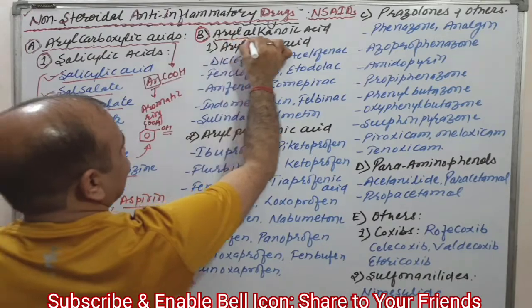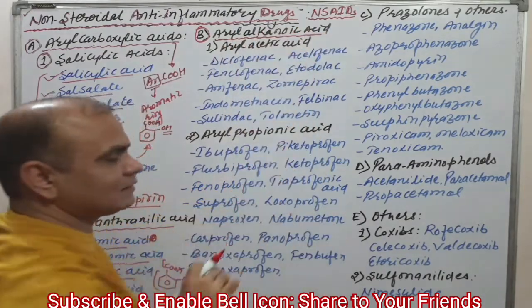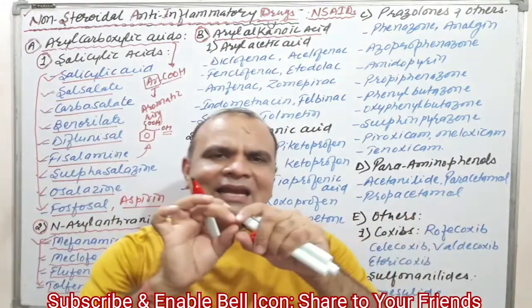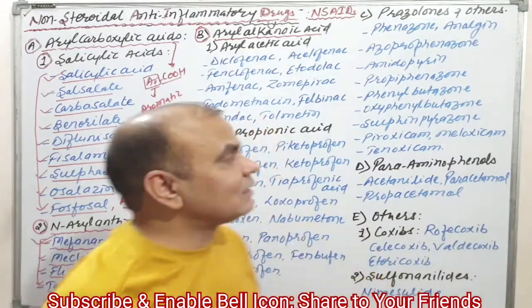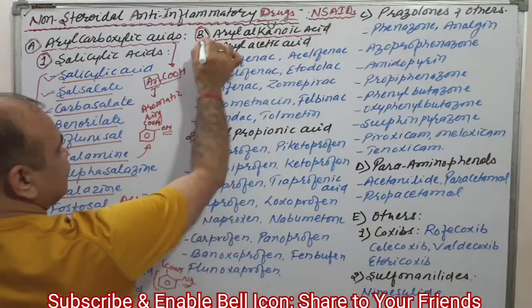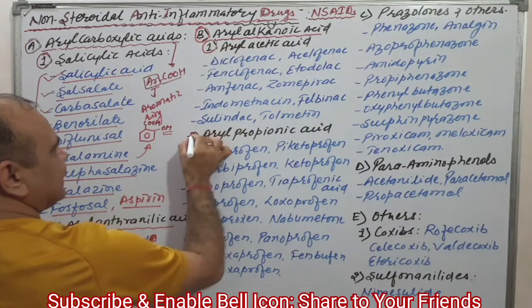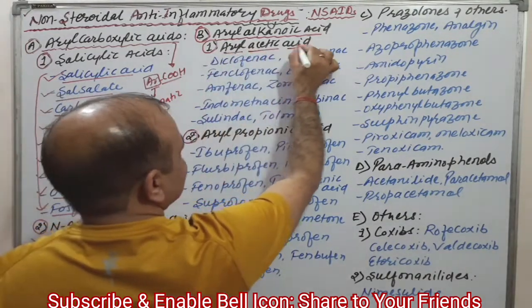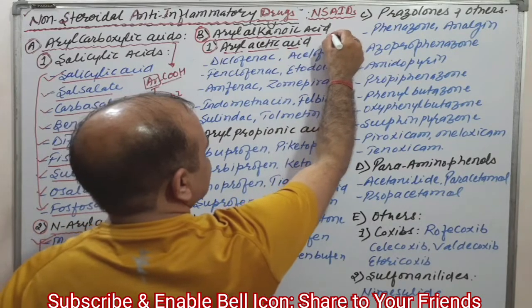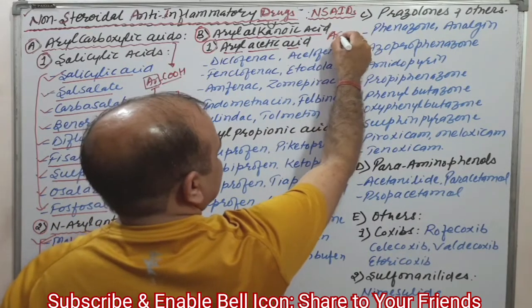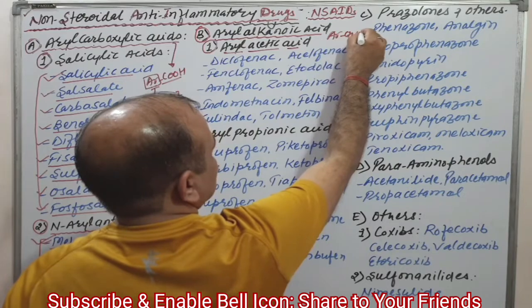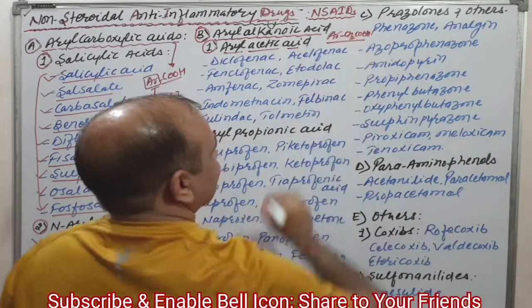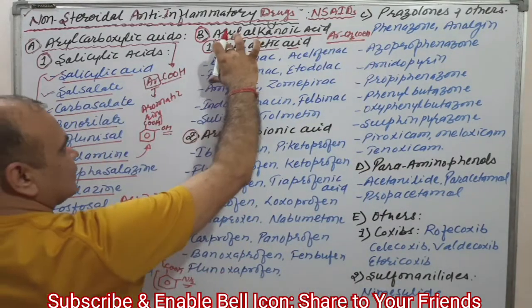See, aryl alkanoic acid. Alk means there is a certain carbon chain. Now come to this, again it is categorized as first category as well as second category. Here aryl acetic acid means aryl means aromatic ring, and acetic acid CH2COOH. Like this category, these drugs will be there.